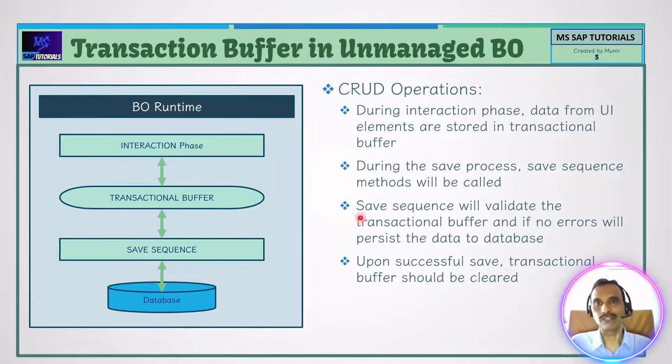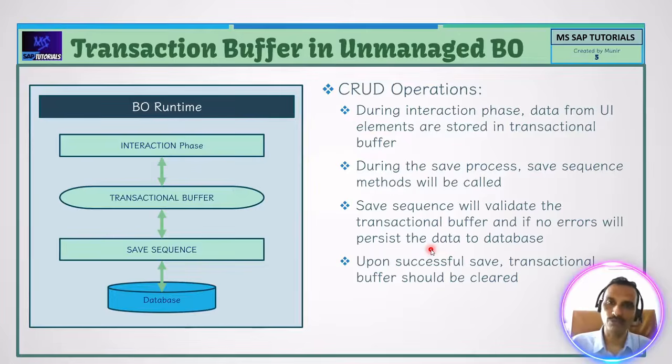Okay, now the save sequence is the process where we will validate our transactional buffer. If there are errors, we will just return it back. So all our validations will be done in our save sequence itself. Okay. So validations also we have to code, because validations by default in managed scenario will be done by the RAP framework, but here we will have to do it.